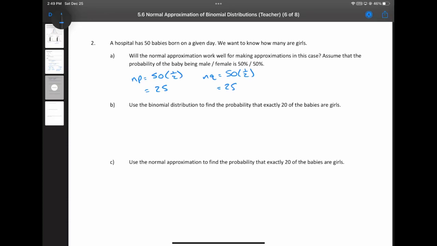Part B, use the binomial distribution to find the probability that exactly 20 of the babies are girls. Okay, that sounds pretty easy. Probability girls equals 20. And that's just 50 trials, choose 20 successes. Ladies, congratulations. Girls are a success in this question. Boys are failure, but only mathematically.